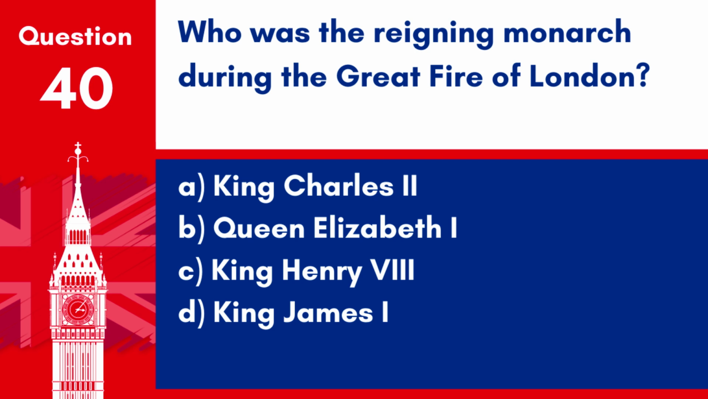Who was the reigning monarch during the Great Fire of London? A. King Charles II. B. Queen Elizabeth I. C. King Henry VIII. D. King James I. Answer: A. King Charles II. The Great Fire of London occurred in 1666 during the reign of King Charles II.